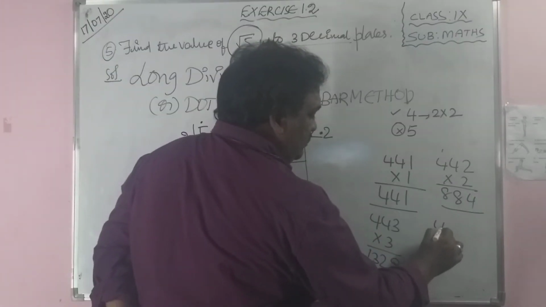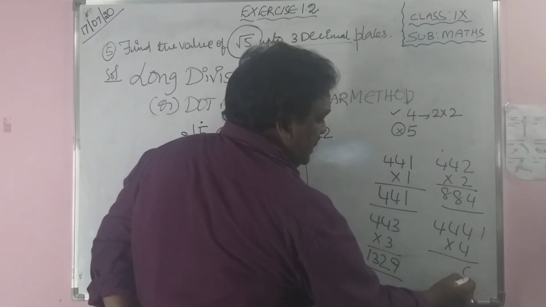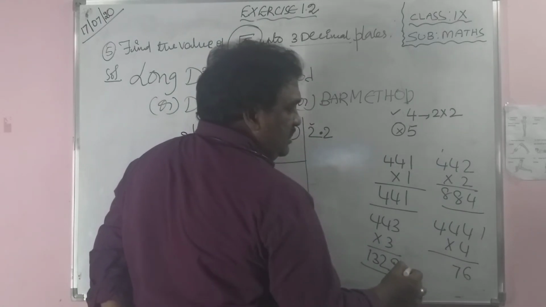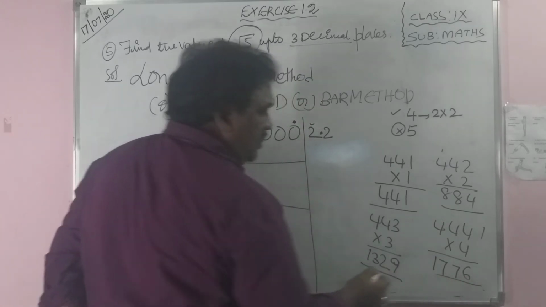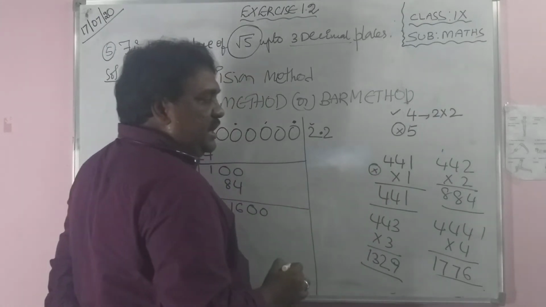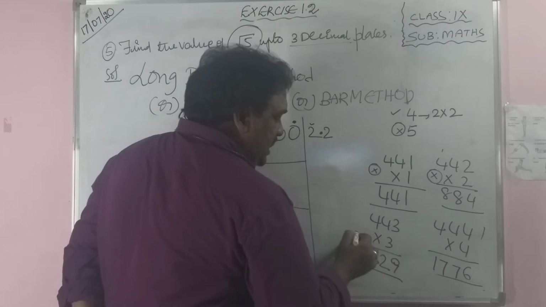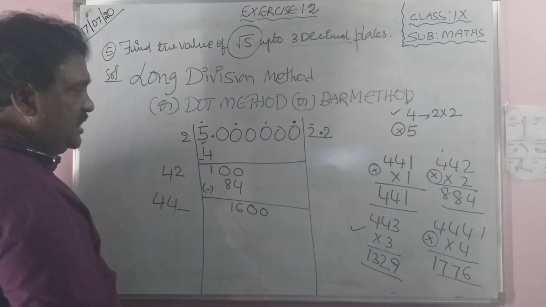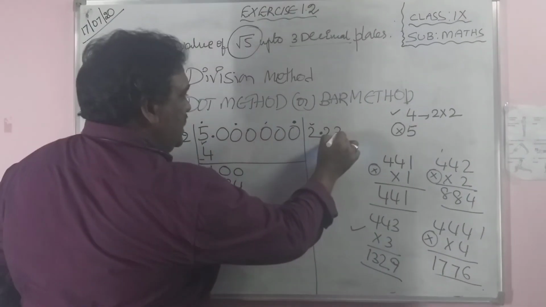Then 4 times. 444 into 4. 4 4s are 16, 16 and 1 is 17. Okay? Take the nearest number. First one small, not okay. Second one small, not okay. Third one near, okay. Fourth one more, not okay. So write down. How many times? 3 times. Write 3 here also.